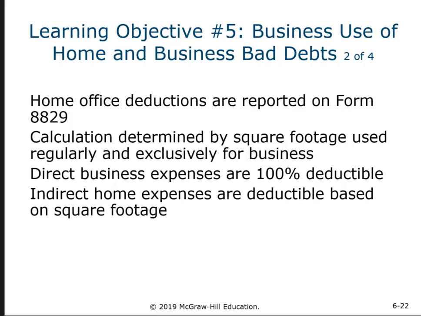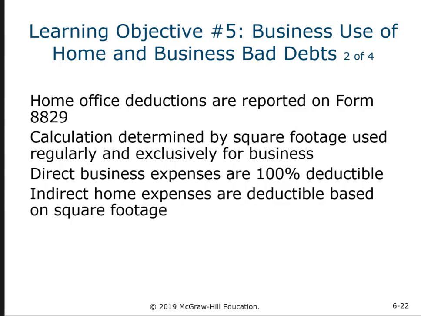Well, there's a form, of course, 8829, and what usually gets the best response from the IRS is if you figure out the area you use in square footage and then compare it to the whole square footage of your whole house. Regular expenses for your business, like office supplies, are still deductible 100%. If you use office supplies in your home office, that's a direct business expense, and those are 100% deductible.